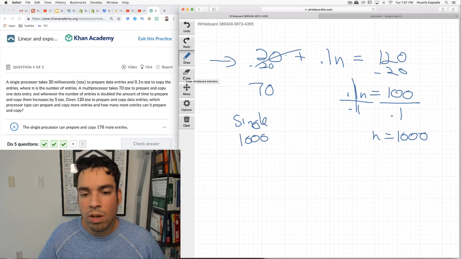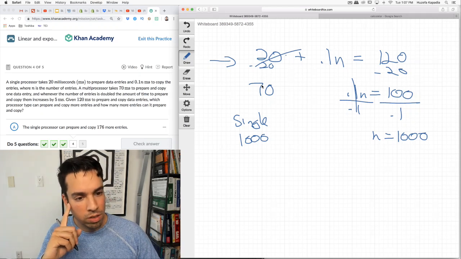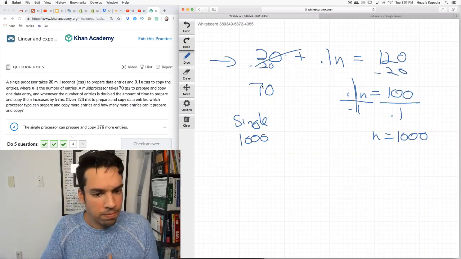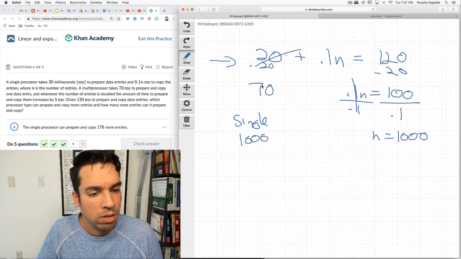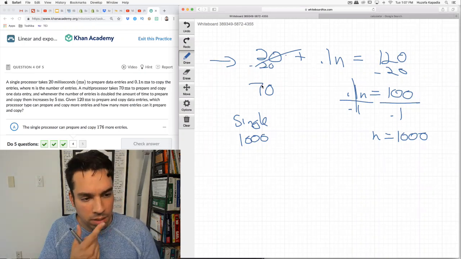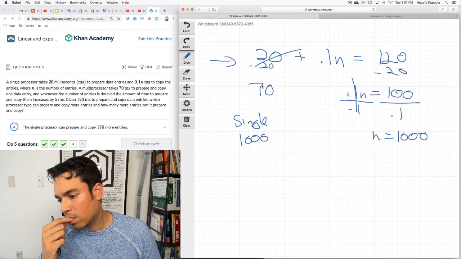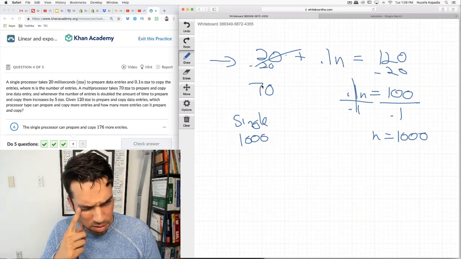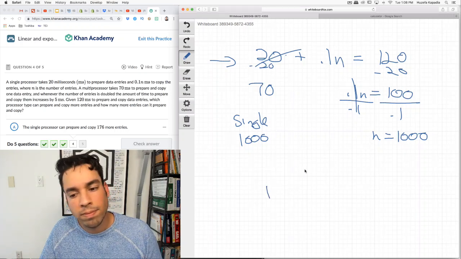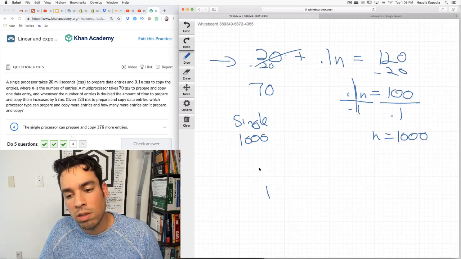Okay, I think I can do this without a formula. Let me see. So 70 milliseconds, and whenever the number of entries is doubled, the amount of time, 70 milliseconds to prepare and copy, increases by 5 milliseconds. Okay, given 120, let me think about this. So we're starting at 1. So that's at a single one. That's at 70, and 75, we'd have 2.